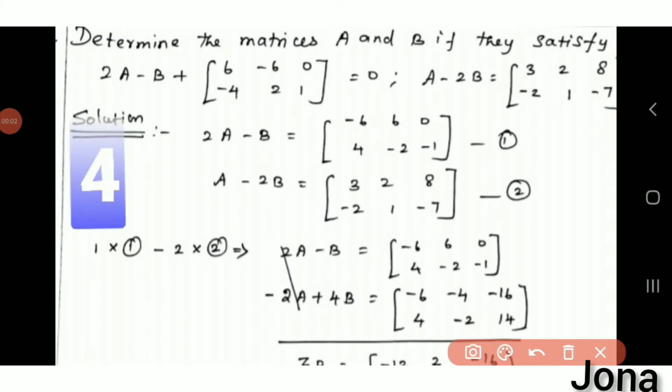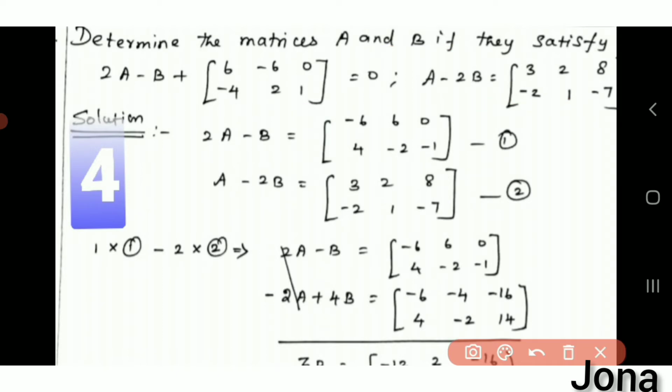Fourth sum. Determine the matrices A and B if they satisfy 2A minus B plus [6 -6; 0 -4; 2 1] equal to 0 and A minus 2B equal to [3 2 8; -6 1 -7]. Here we want to find the value of the matrices A and B. For this, like a linear equation, we have to solve the equations.